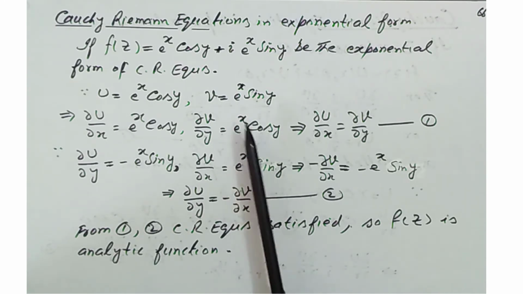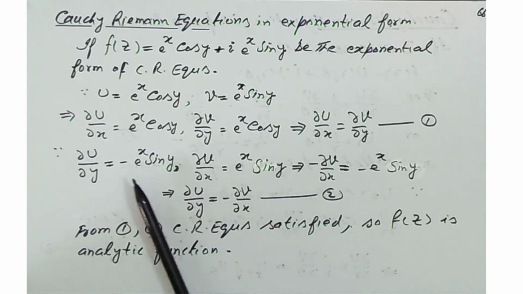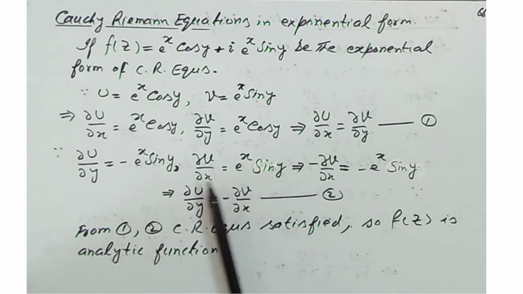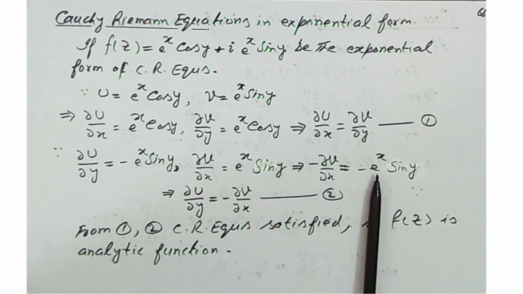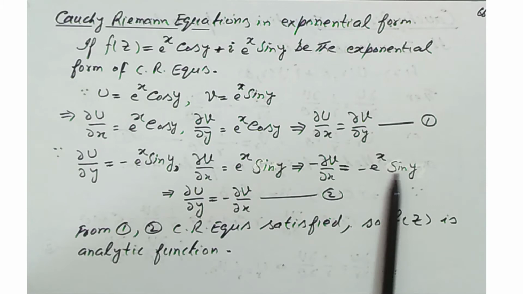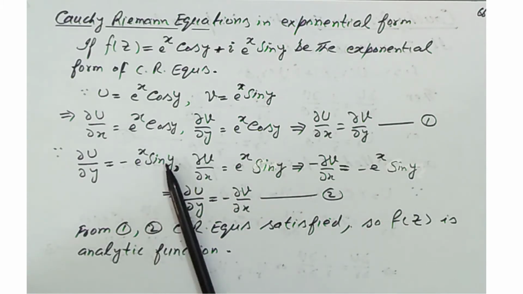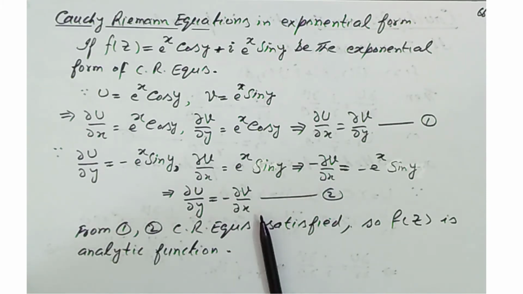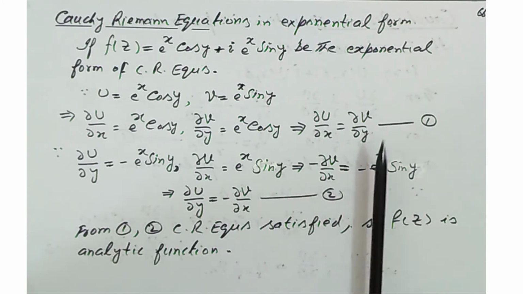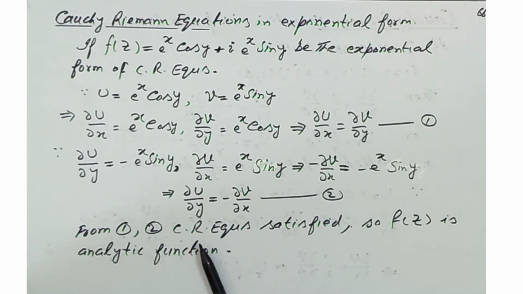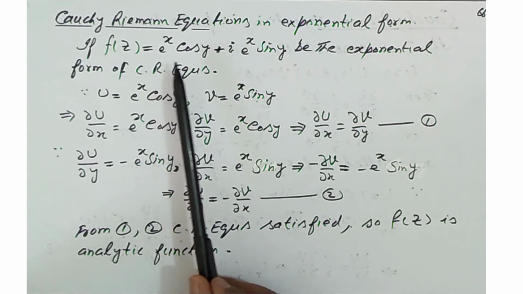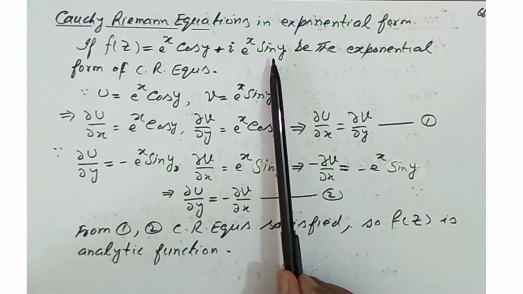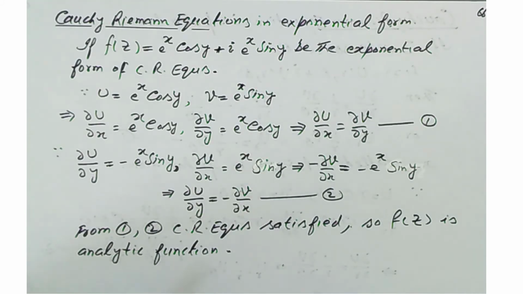Derivative of e^x is e^x, and this becomes e^x sin y. Multiplying both sides by minus 1, this becomes minus partial v over partial x equal to minus e^x sin y. So this term is minus e^x sin y and this is also minus e^x sin y; they are equal. So partial u over partial y equal to minus partial v over partial x. Again, Cauchy-Riemann equations are satisfied. So from 1 and 2, Cauchy-Riemann equations are satisfied, so f of z is an analytic function. This form is called the Cauchy-Riemann equations in the exponential form.